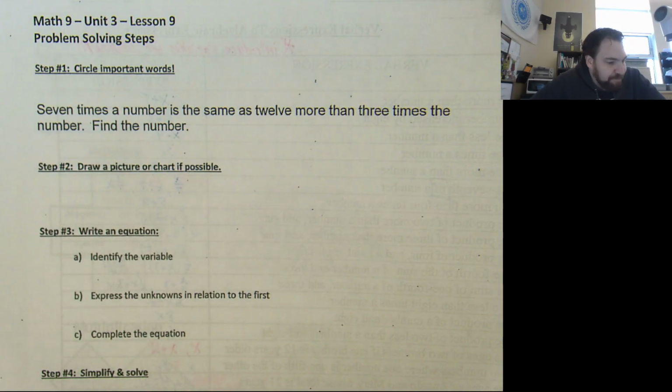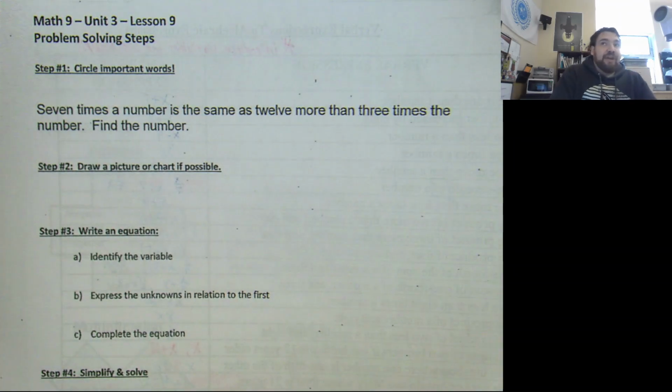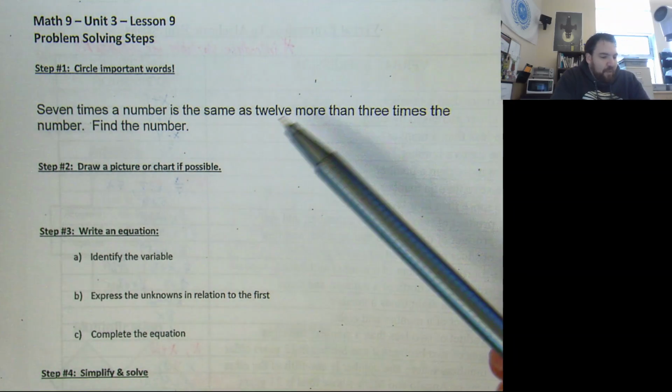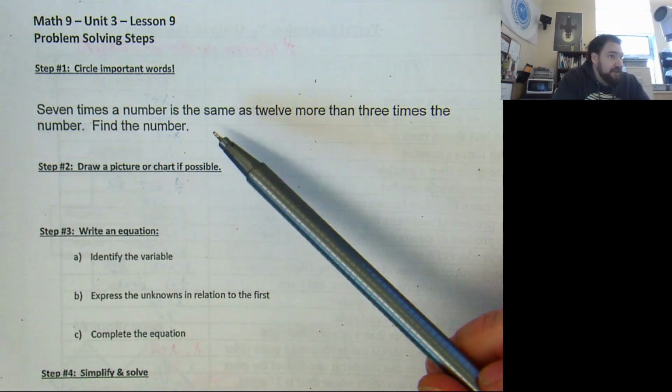Here we go. So, first example is this. 7 times a number is the same as 12 more than 3 times the number. Find the number. Okay, so the way this is broken down is a little bit further than perhaps we need to go, but we can start here. This is an expression that looks an awful lot like the sheet I just gave you.